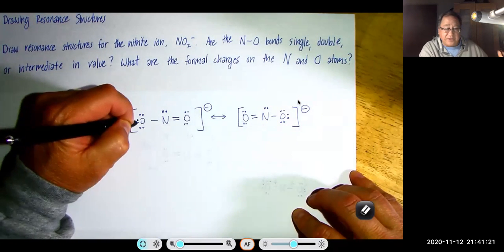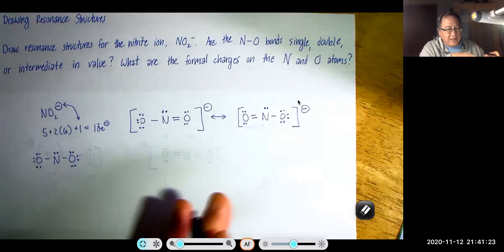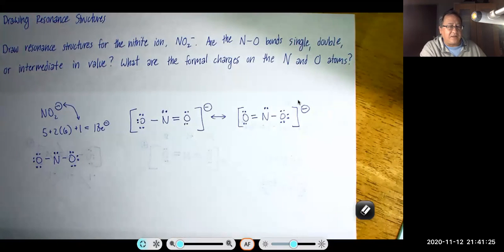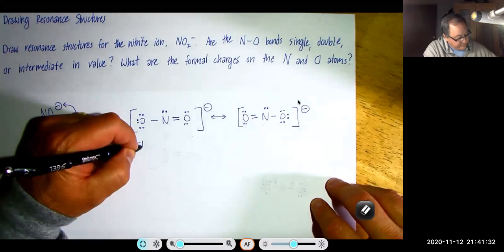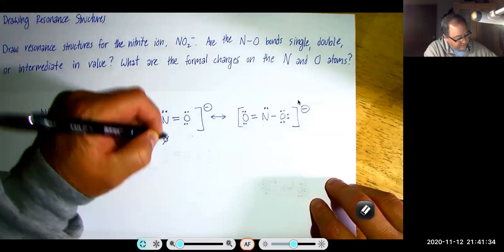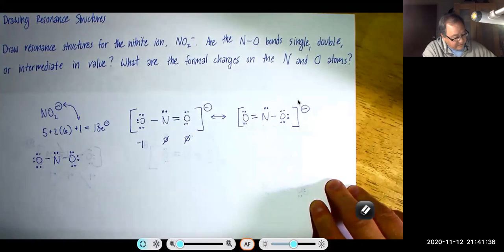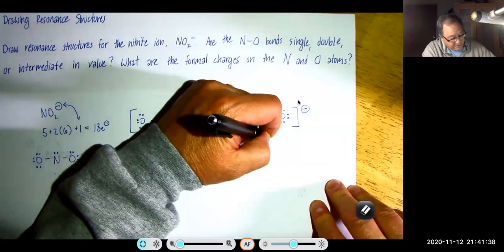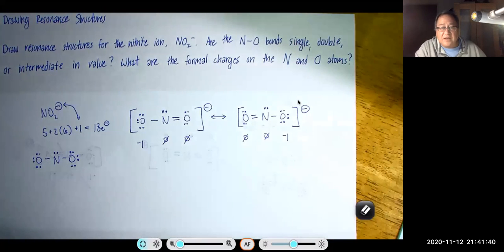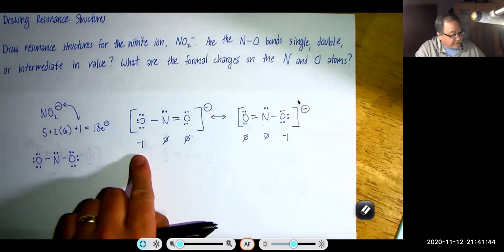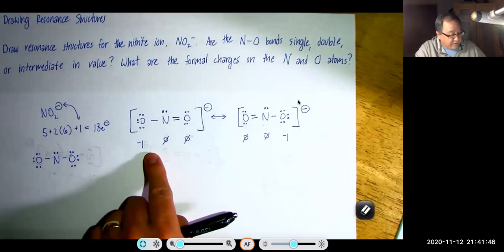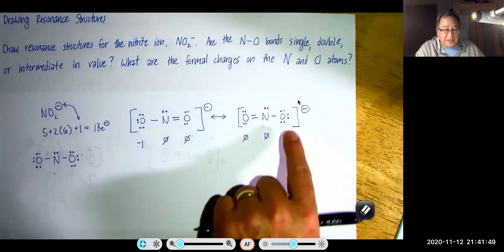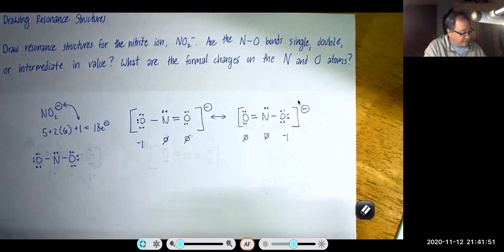So you want to try to assign these. Pause this right now, assign them, and see what they are when I write them down when you put play again. Okay, so here they are. -1, 0, 0, 0, 0, -1. Do we like those formal charges? The answer is absolutely, because they're mostly zeros. And when we do have a -1, it's on the most electronegative atom.